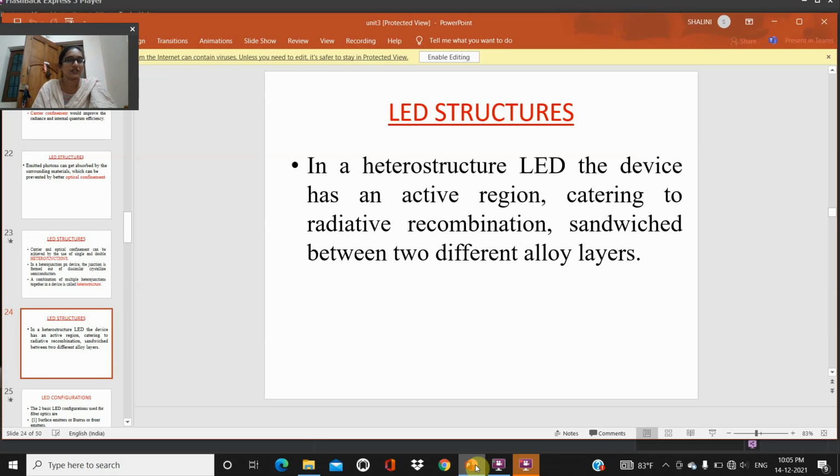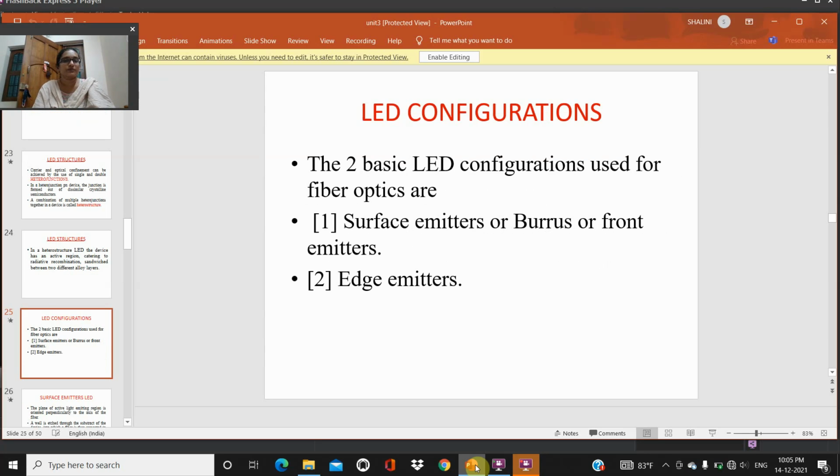Next, in a heterostructure, the LED device has an active region catering to radiative recombination sandwiched between two different alloy layers. Next, LED configurations.